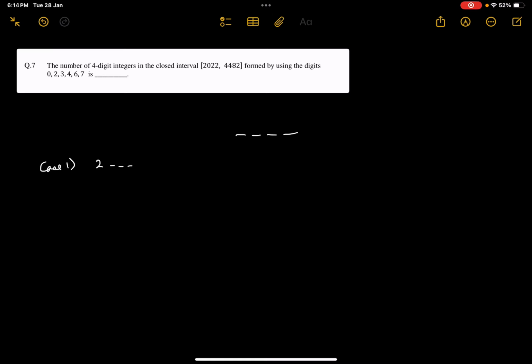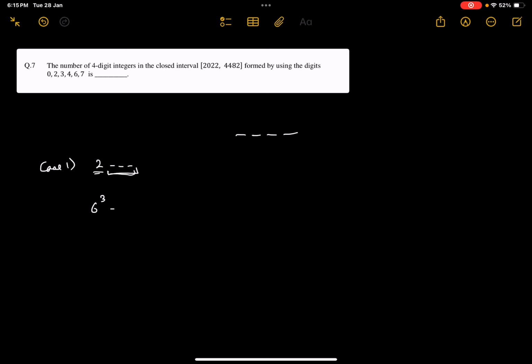So once we have a 2 here, we can arrange the remaining 5 digits. And the remaining, we are not asked, that repetition is not allowed. So we can arrange the remaining. We can arrange the 6 digits in these 3 places, which will give us 6 to the power of 3 ways.